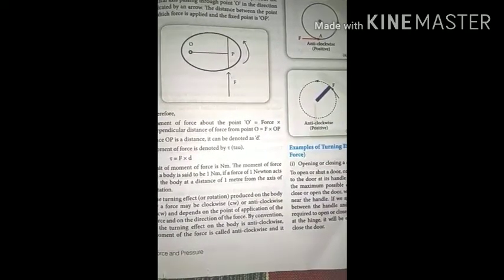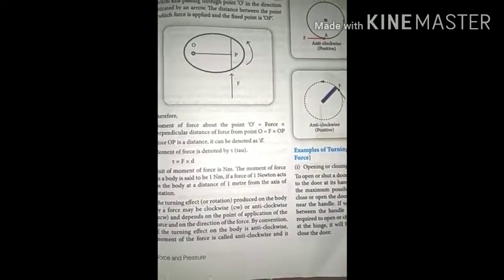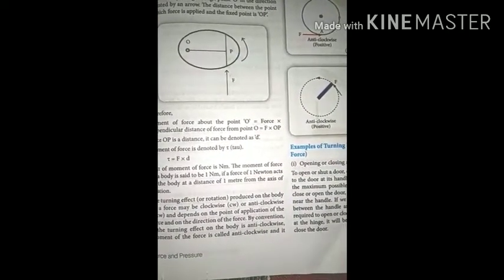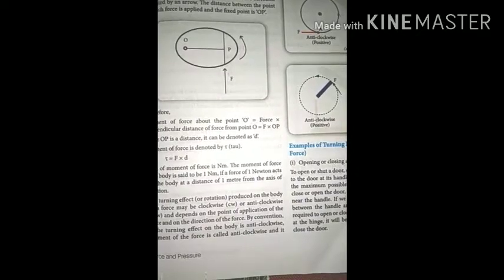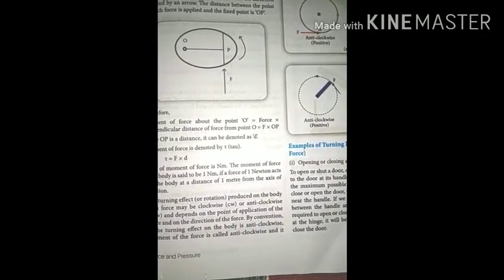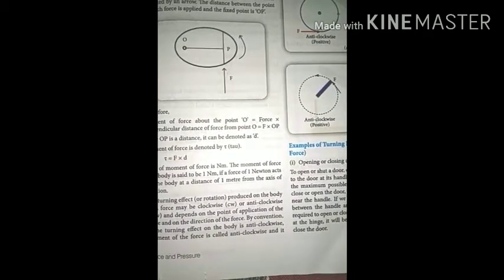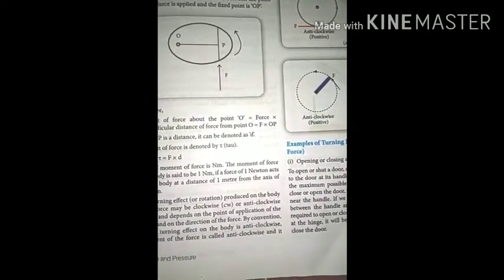The moment of force on a body is said to be 1 Newton meter if a force of 1 Newton acts on a body at a distance of 1 meter from the axis of rotation. The turning effect produced on the body by a force may be either clockwise or anti-clockwise, depending upon the point of application of force and the direction of force.